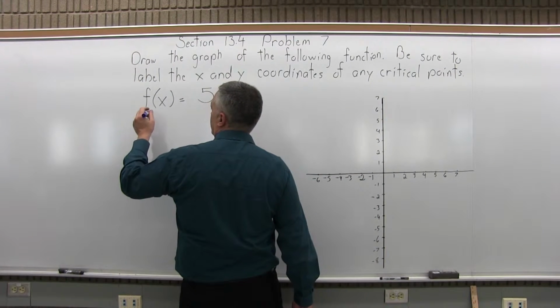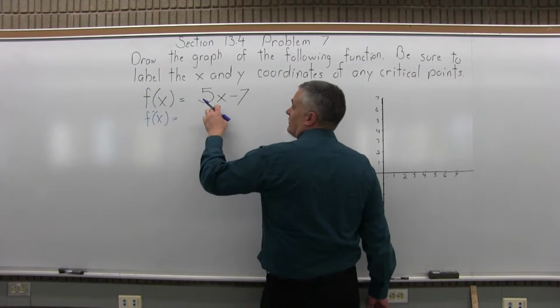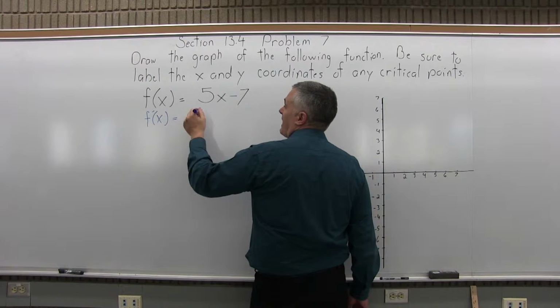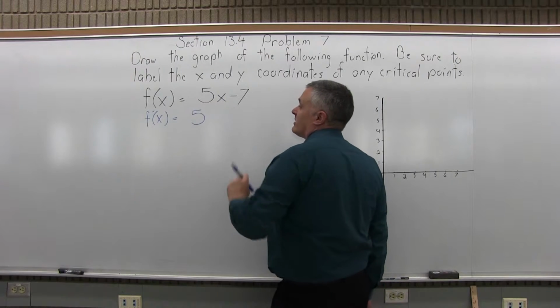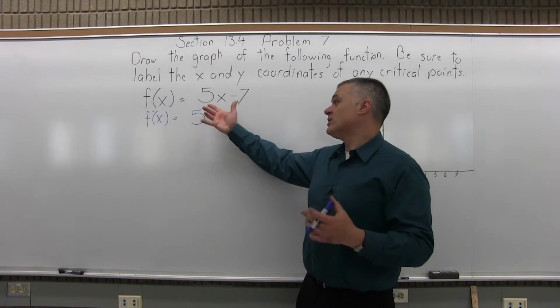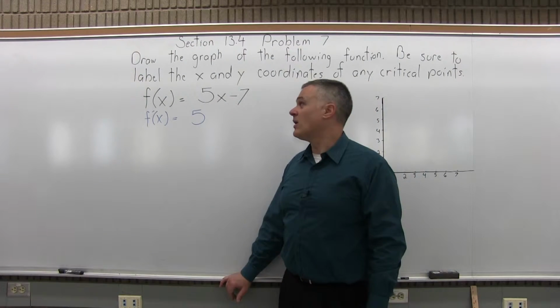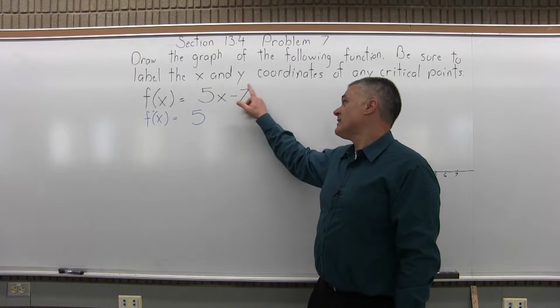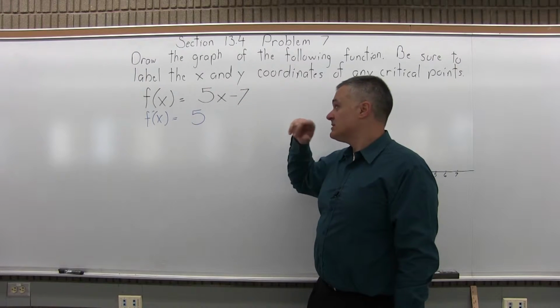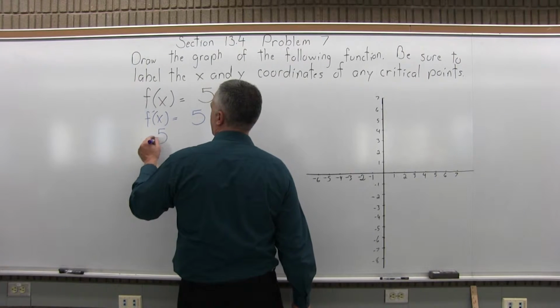Step 1 is take the first derivative. So 5x is going to make a 5 for the derivative. Again, when I take the derivative of something with an x to the first, the answer is the number in front, which is called the coefficient. The minus 7, its derivative is 0, because the derivative of any value without an x in it is 0. So that's step 1.